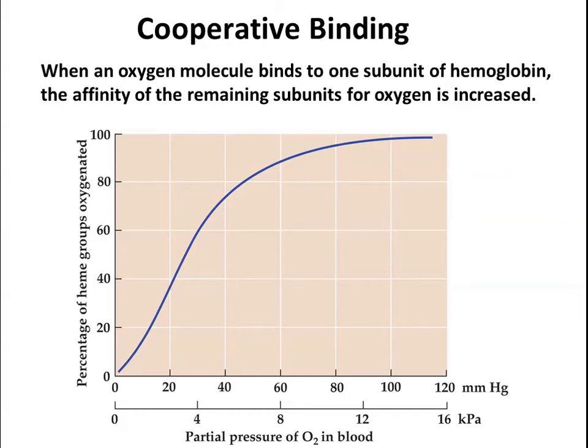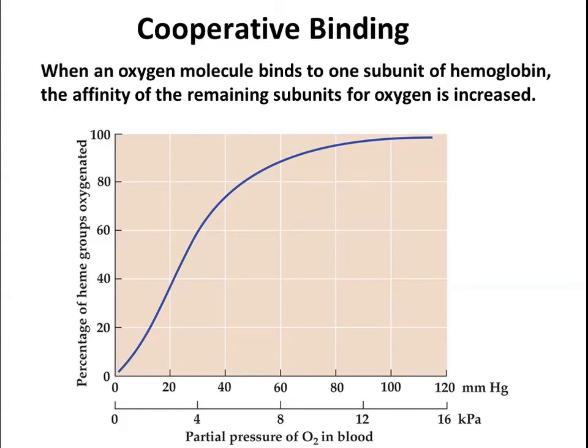Cooperative binding means that if you start with an unloaded hemoglobin molecule, when the first oxygen molecule binds to any one subunit of the hemoglobin, this is going to induce conformational changes in the hemoglobin such that the remaining subunits have greater affinity to bind the next oxygen molecule. So the affinity of hemoglobin for oxygen increases as successive oxygen molecules bind to the hemoglobin, and this cooperative binding is reflected in the shape of the curve.